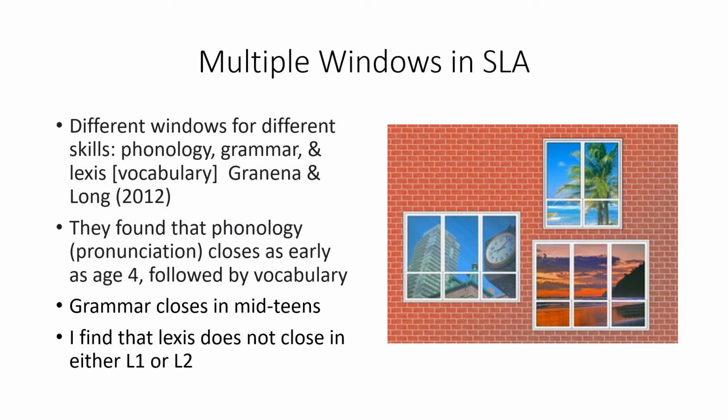I personally have questioned that order that they've come up with. I have found that the ability to learn new vocabulary doesn't close in our first language and doesn't close in our second language. I do think that grammar fossilizes, and I think that happens before the ability to learn new words.